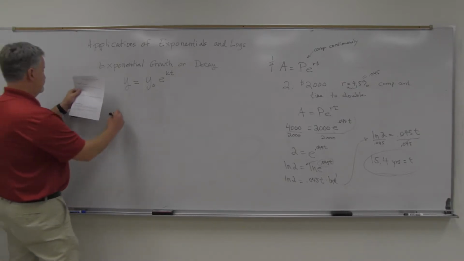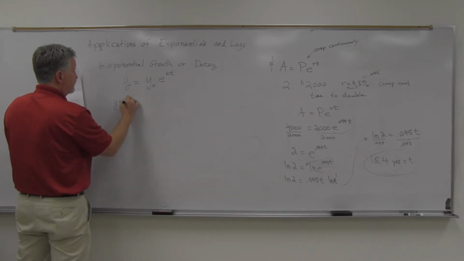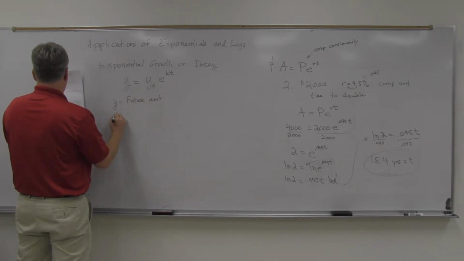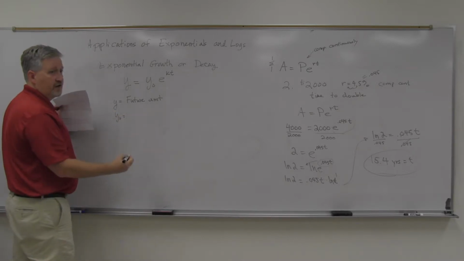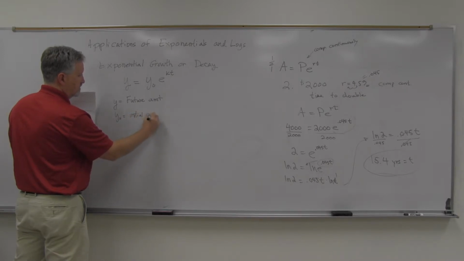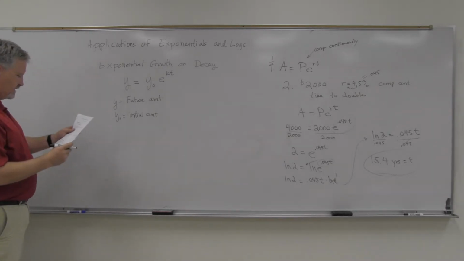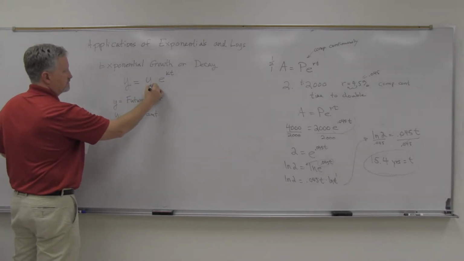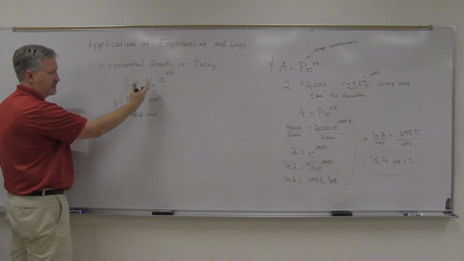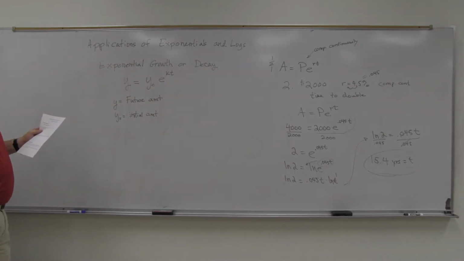The y here is the future amount. The y0, well, that's the amount you start with, the initial amount. Why is it called y0? Well, that's because that's at time 0, basically what that means. The initial amount is y0. It's just the initial amount. It's the amount you start with, like the P over there. It's the amount we start with in the account.